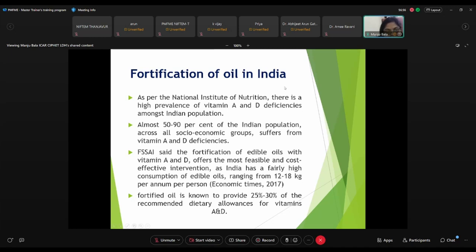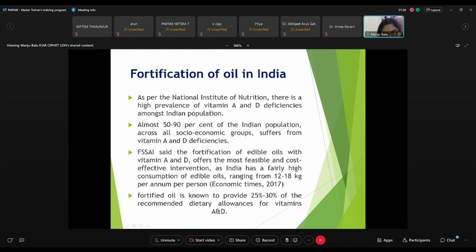Fortification of oil in India. As per the National Institute of Nutrition, NIN Hyderabad, there is a high prevalence of vitamin A and D deficiency among the Indian population. These institutes study this from their public health sectors during public social studies, and they give dietary recommendations to the government, which are followed by the people.